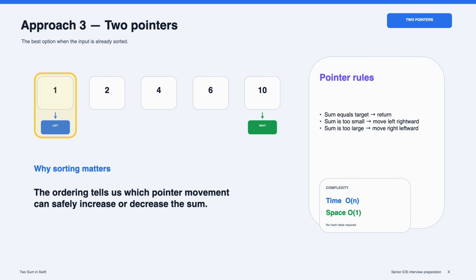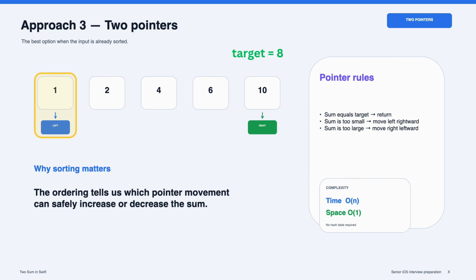In this video, we will look at the two-pointer approach, which will give us time complexity O(n) and space complexity O(1). However, there is one important condition. The input array must be already sorted. Let us use this sorted array 1, 2, 4, 6 and 10. And suppose our target is 8.